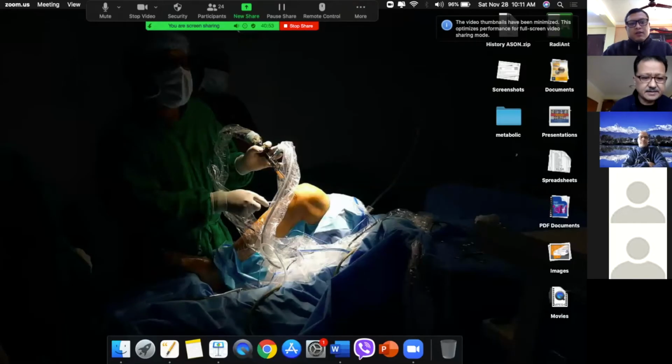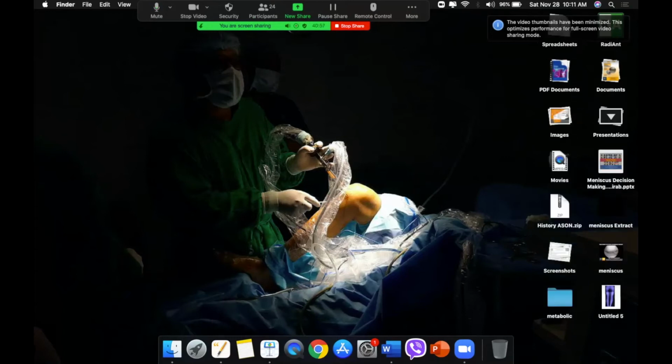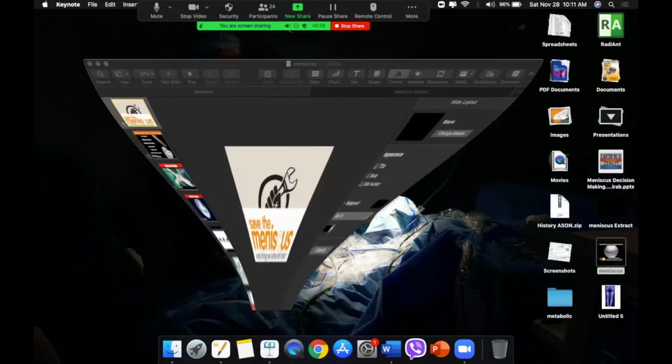So let us go to the last talk by Dr. BIBEK. BIBEK, okay? Yes, sir. And then, okay, BIBEK, over to you. His topic is treatment options for meniscus injury. BIBEK BASUKALA. Thank you, Sushil. Thank you, Ishwar. So, is my slide visible? Yes, BIBEK, please go on. Thank you.